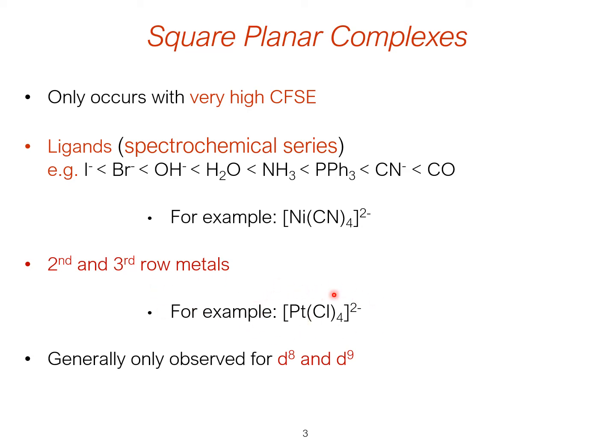This is actually the basis for a lot of the anti-cancer drugs I showed on, I think, the very first video of the series on D-block metals. If you go back and look at them, there is cisplatin and carboplatin. They're all square planar platinum complexes. Second and third row metals are much more common for this, and they're generally only observed for d8 and d9 electronic configurations.